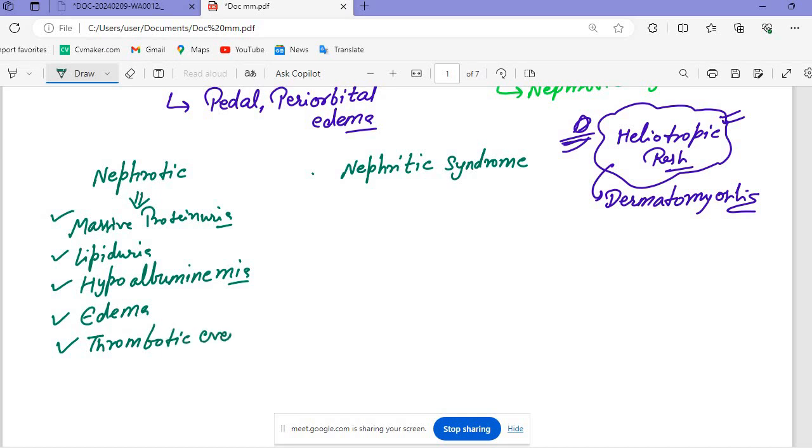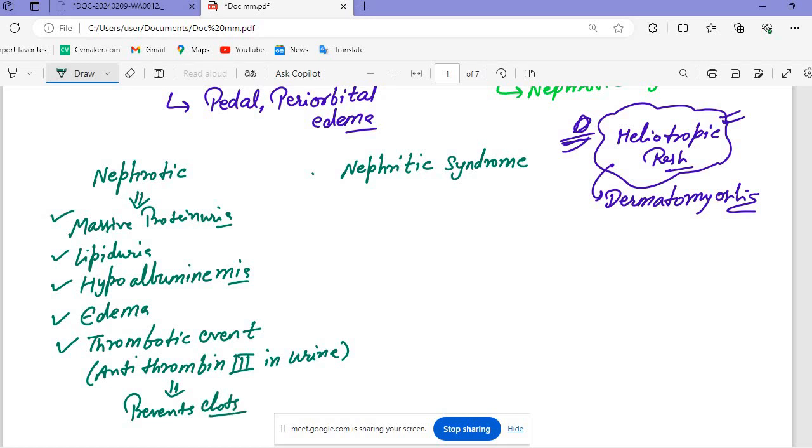And what is the thrombotic event we will be having? We will see antithrombin 3 in urine, and that prevents the clots. The massive proteinuria, lipiduria, hypoalbuminemia, edema, thrombotic event, antithrombin 3. Antithrombin 3 we will see in the urine, and this will prevent the clot. So that is nephrotic syndrome.